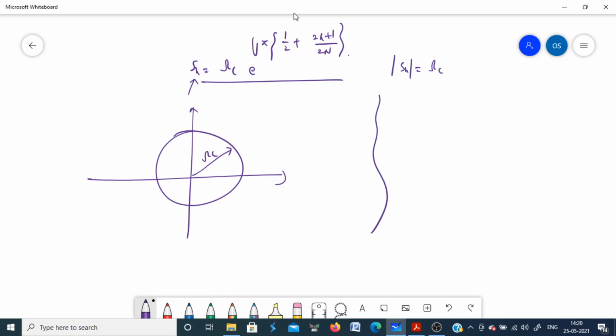So if n is given to you, you can simply plot these poles. Okay, suppose if your n is equal to 4, the Butterworth filter order is 4. So what is the location of poles?